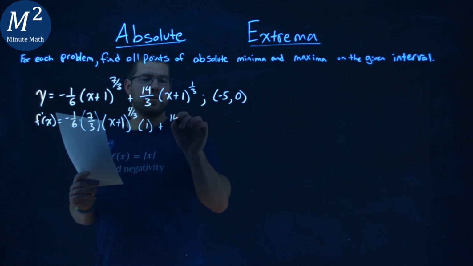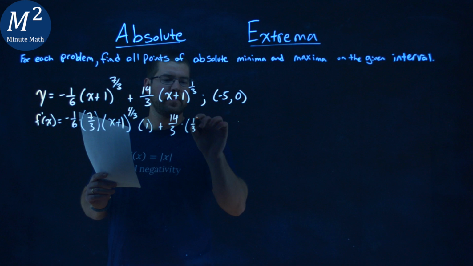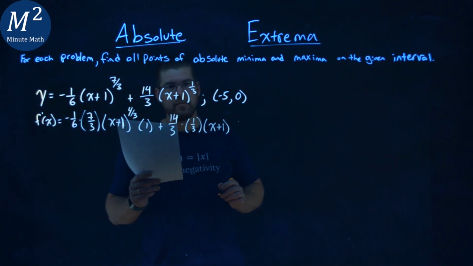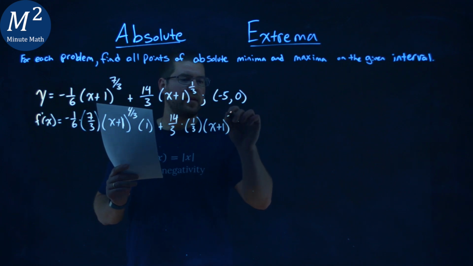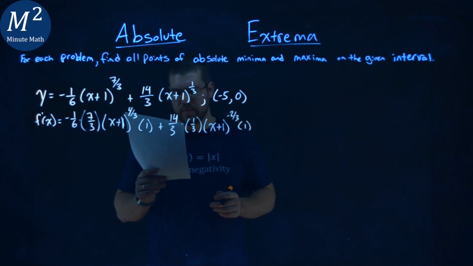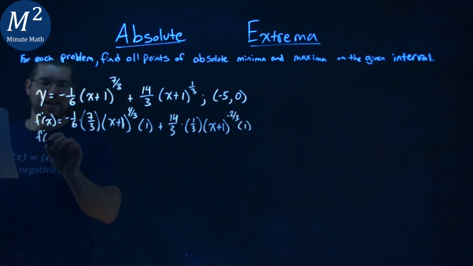Plus 14/3 times, the exponent comes down, a 1/3. The inside is an x plus 1. The exponent gets subtracted by 1, and 1/3 minus 1 is negative 2/3. And multiply by the derivative of the inside, which is just a 1. From there, let's simplify what we can.